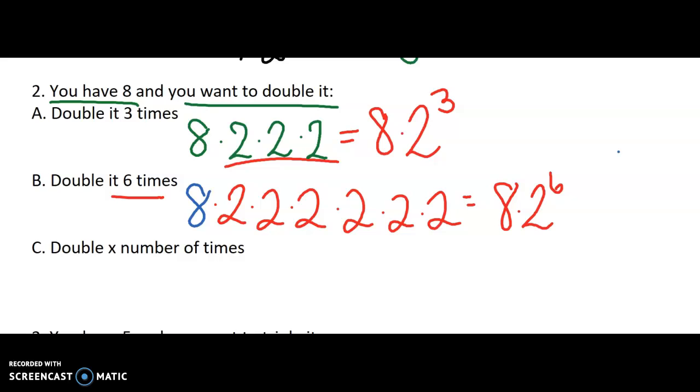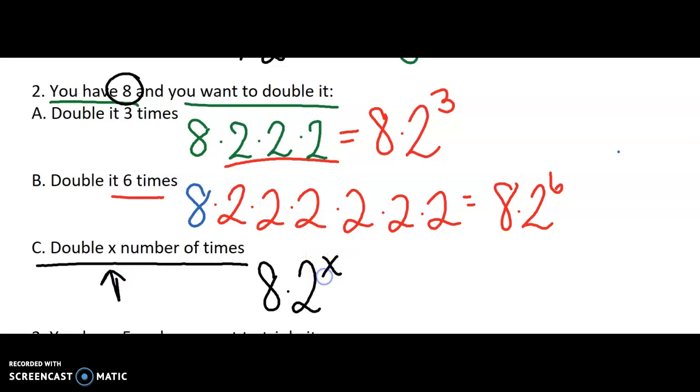It says doubling it x number of times. So again, we have y, we have 8, and we're going to multiply by 2, x number of times. So that's going to be 8 times 2 to the x. So our equation looks like y equals 8 times 2 to the x, like that.